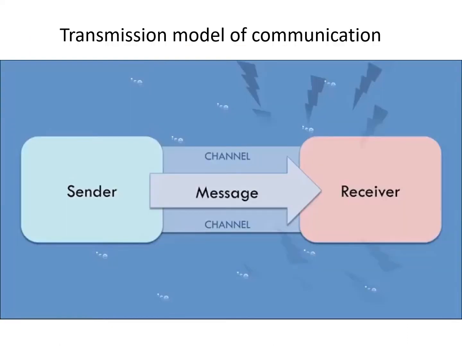This model is called the transmission model of communication. It is unidirectional. You have a sender and a receiver. The receiver has to listen to whatever the sender says and whatever message he gets. The receiver has no control over the process.